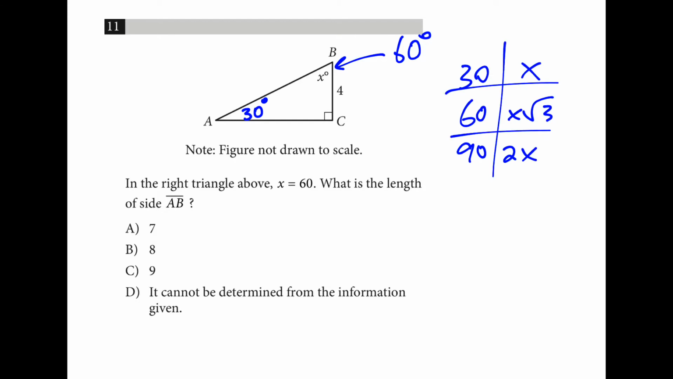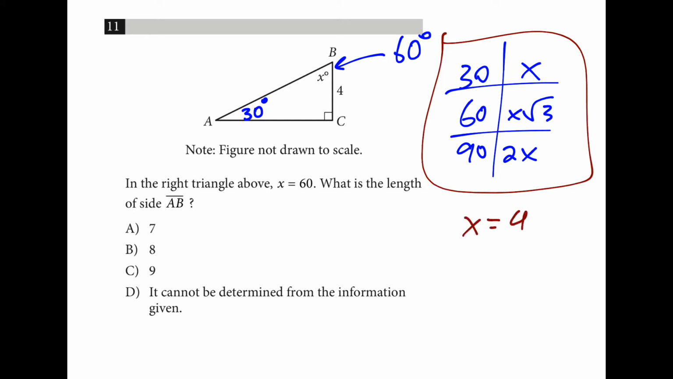So if we consider this table for the ratios between different sides across from these angles in a 30, 60, 90 triangle, across from 30, x is equal to 4. We want to know what is across from 90, since that's side AB. So we're just going to double it, and the answer is 8.